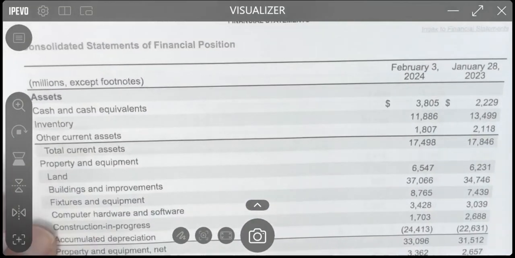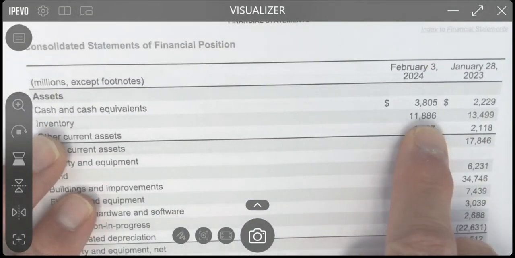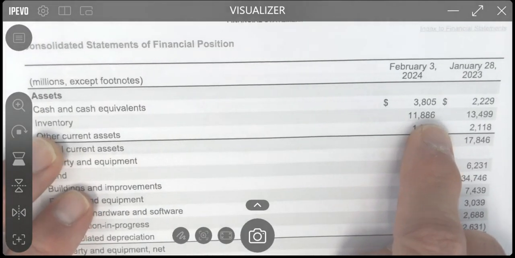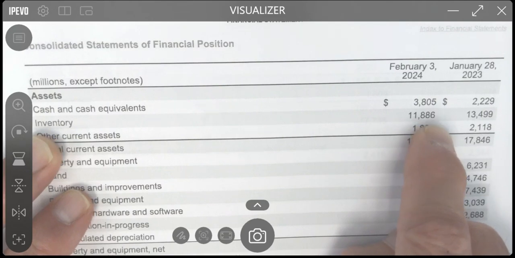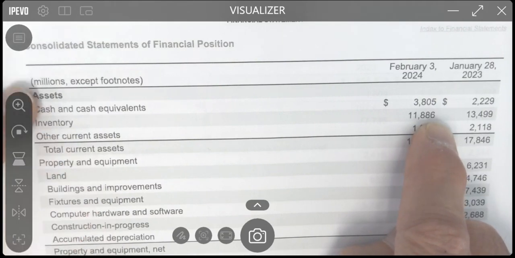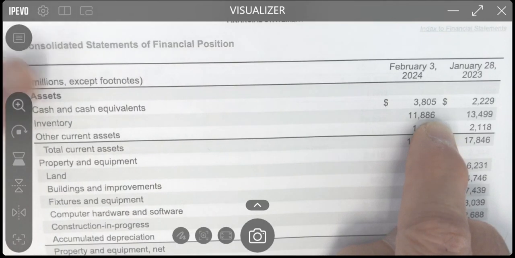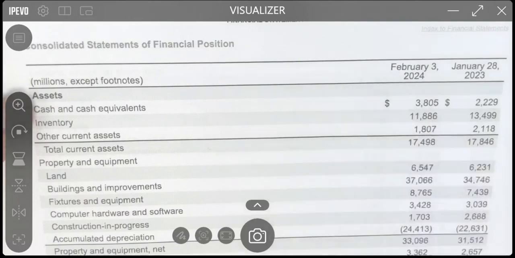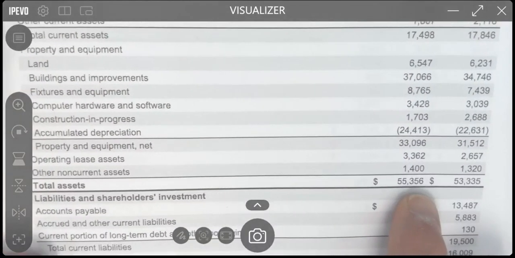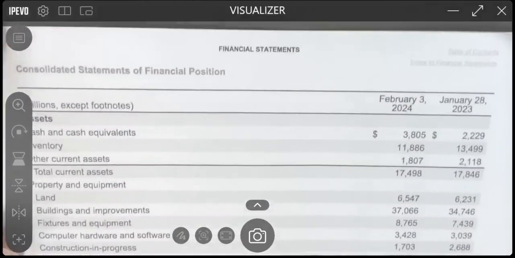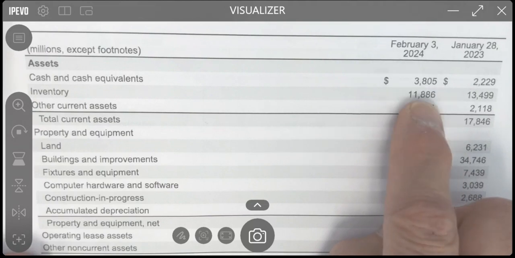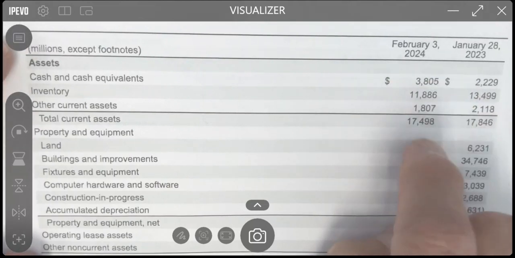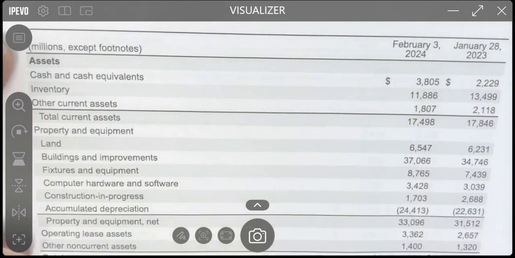This is the Target balance sheet, and as you can see, at the end of the most recent fiscal year, as of the time this video is being produced, inventory was $11,886,000,000 because the numbers here are shown in millions. Okay. So among the total assets of the company are $55,356,000,000, and about 20% of those assets are the inventory at midnight on February 3, 2024.